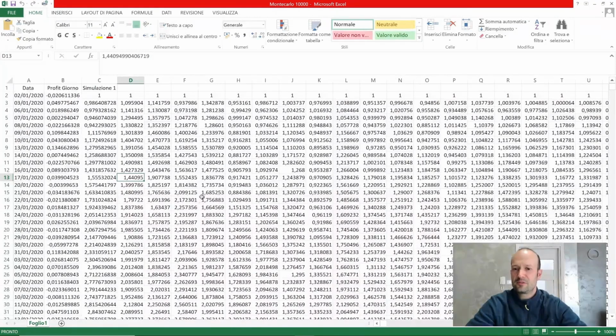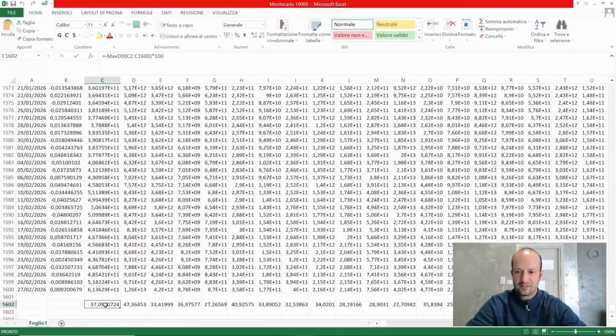Once I've done all these simulations, what do I do next? I calculate the maximum drawdown, because the value that interests me in all these calculations is understanding what the maximum drawdown I could reach is. So I calculate the drawdown for each column, meaning for each simulation. Here at the bottom, I have a cell where I've done exactly this. To do this, I created a macro in Excel, a small program that calculates the maximum drawdown for me.